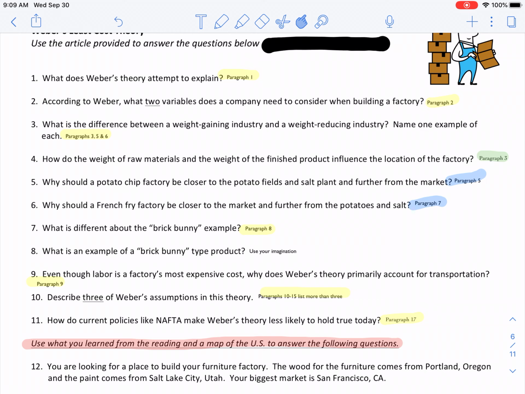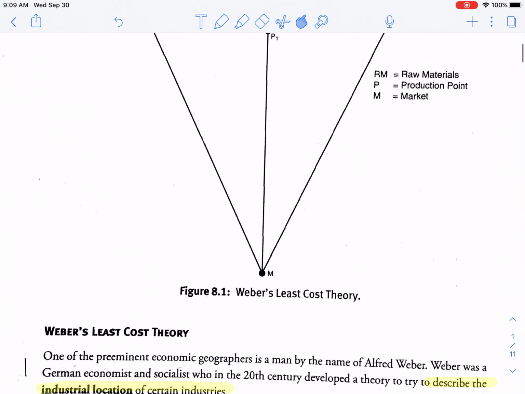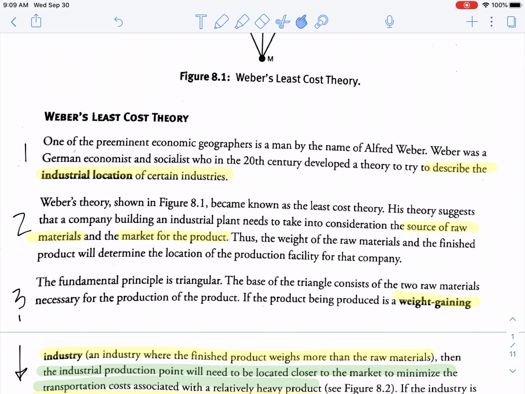For example, number 1, what does Weber's theory attempt to explain? Go back up to paragraph 1, and you can see what's highlighted. It's to describe the industrial location of certain industries, or in other words, where to build a factory.